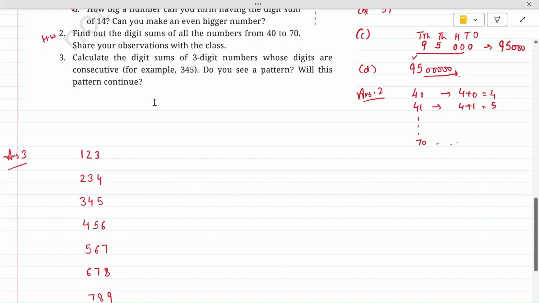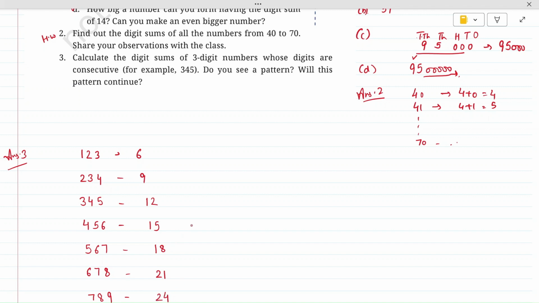Now what we have to do is find their digit sums. So let's do it. This is 3 plus 2, 5 plus 1, 6. Next, 2 plus 3, 5 plus 4, 9. Next, we have 4 plus 3, 7 plus 5, 12. Then 5 plus 4, 9 plus 6, 15. 6 plus 5, 11 plus 7, 18. 7 plus 6, 13 plus 8, 21. And the last one is 8 plus 7 is 15 plus 9 is 24.